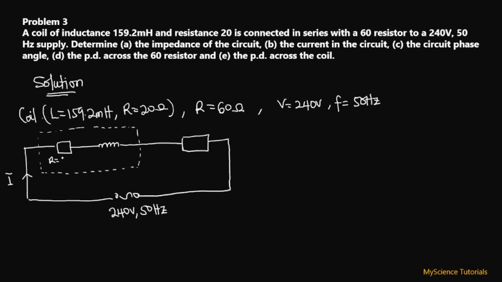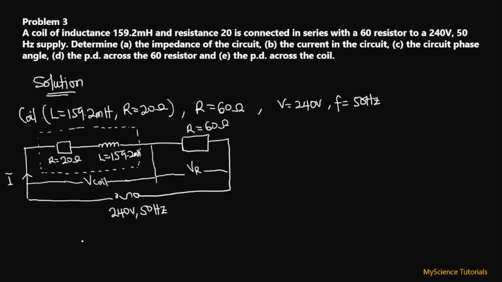So the coil is made up of the resistance, which is a resistor of 20 ohms, and then an inductance of 159.2 millihenry. Then we have an external resistor here, R, equal to 60 ohms. So the voltage across the coil over here is what we call V coil, or the applied potential difference across the coil. And then the applied potential difference across this resistor is VR, as usual. So this is our circuit diagram.